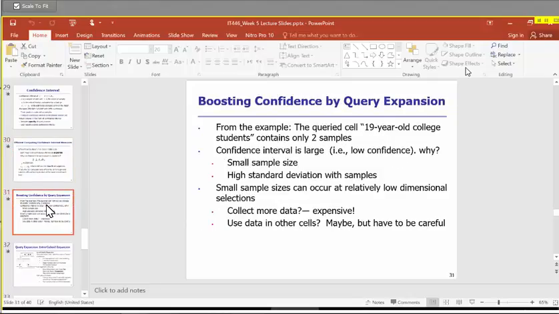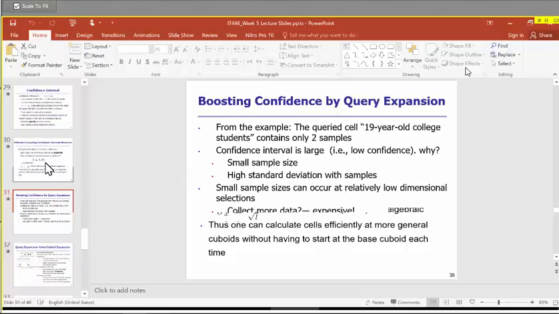So in data mining you can have the estimate by using the measure of confidence. You can also boost the confidence by some query expansion method, which means that you can rewrite your query in a manner that it is expanded.